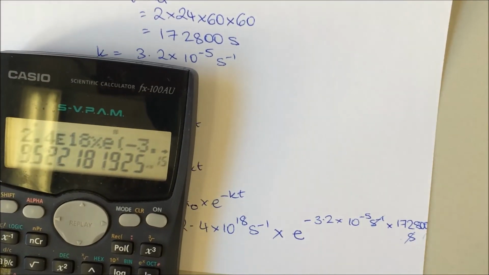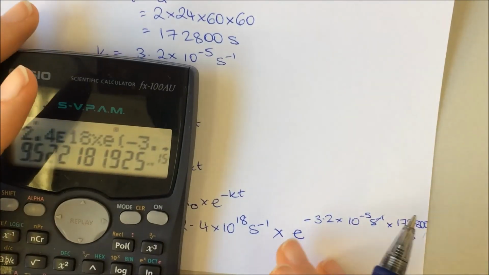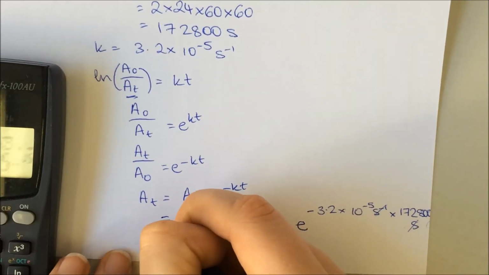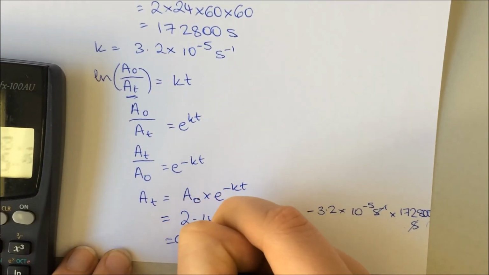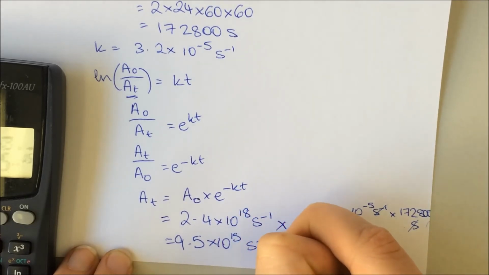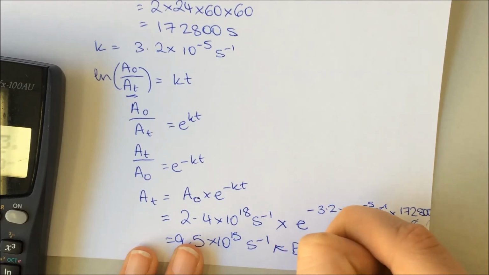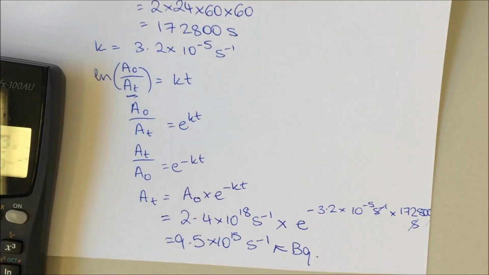Now, of course, we need to work out how many significant figures we need. If we have a look at that, you can see in the question we had 2 significant figures, so we need to give that in the answer. So our answer is 9.5 by 10 to the 15, and the units is per second. Remember that per second is also becquerel, so here our units could be in becquerel.